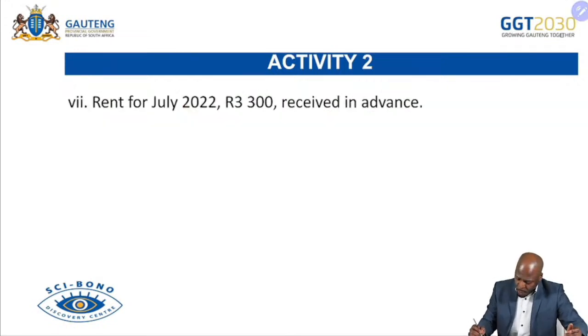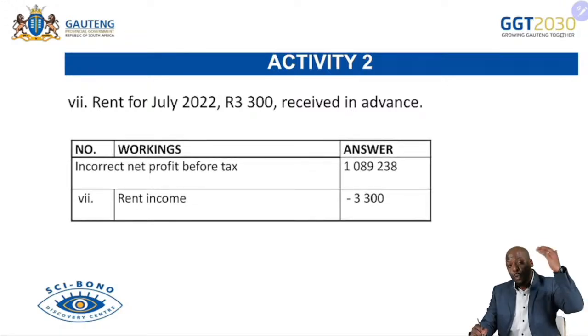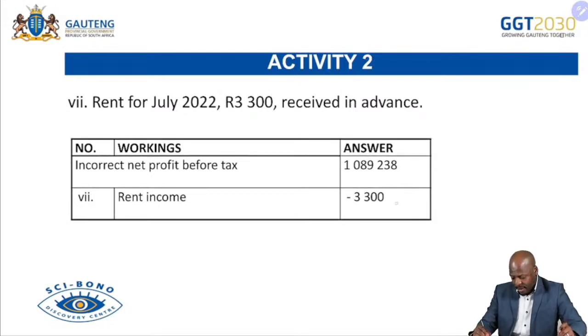It says rent for July is 3,300 received in advance. So rent of 3.3 was received in advance. This is rent that has been received in advance. Okay, so what does that mean? It means our profit was overstated. How do we correct it? Minus 3,300. We subtract. We are decreasing our profit by 3,300.